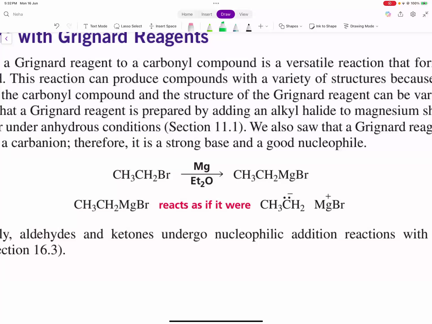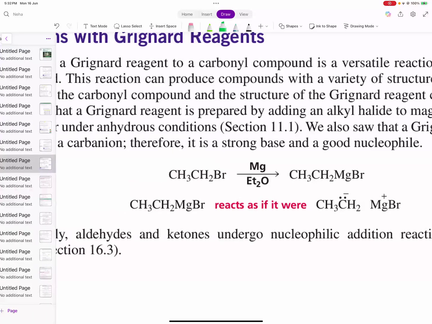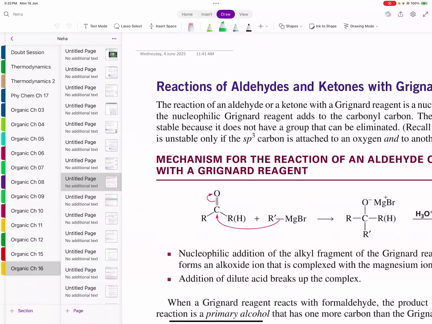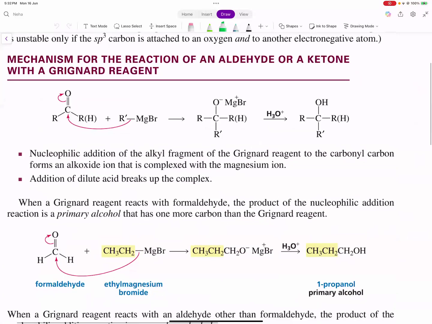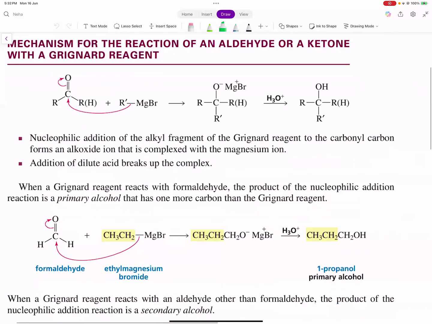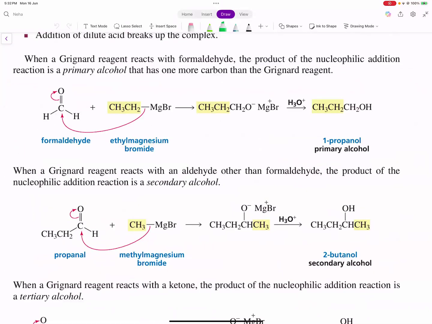Okay. So the Grignard reagent is a nucleophile, so this is a nucleophilic addition reaction. See what is going to happen: if it reacts with formaldehyde, we'll get a primary alcohol. If it reacts with an aldehyde, we get a secondary alcohol, right?